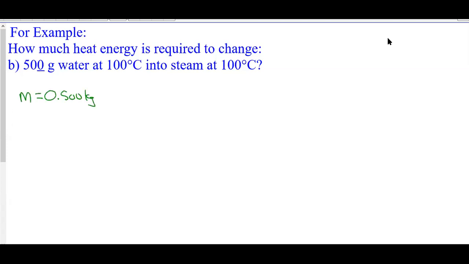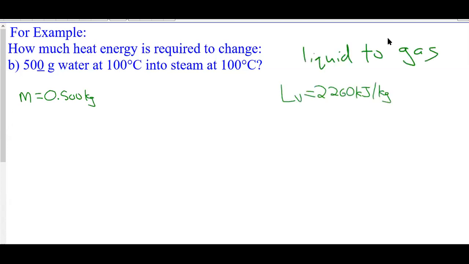Again, if I give you mass in grams, please convert it to kilograms, and then recognize that you're going from a liquid to a gas. And so you would just look at your latent heat of vaporization. And for that, for our water, it's 2,260 kilojoules per kilogram, or 2,260,000 joules per kilogram.